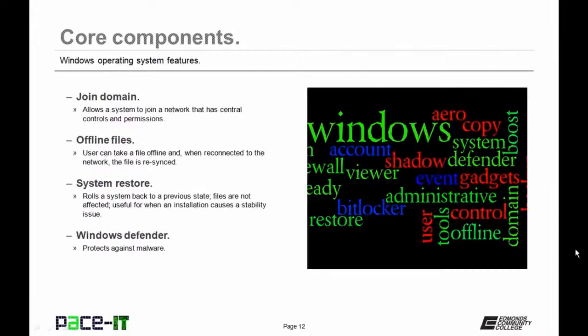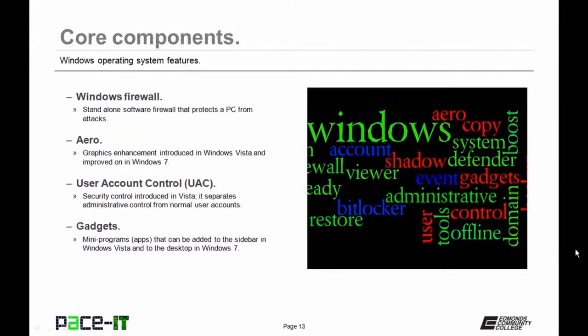All systems have system restore capabilities as well. This allows you to roll back to a previous state, and it does not affect files or programs. It really helps recover when an installation of a program goes bad. Then there's Windows Defender. It protects the user against malware. Then there's Windows Firewall. It's a standalone software firewall that protects a PC from virus attacks.